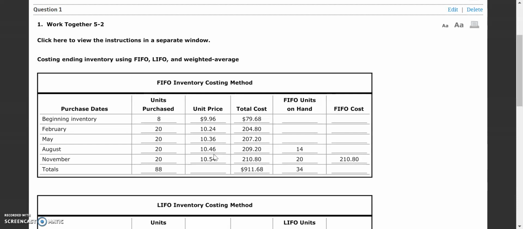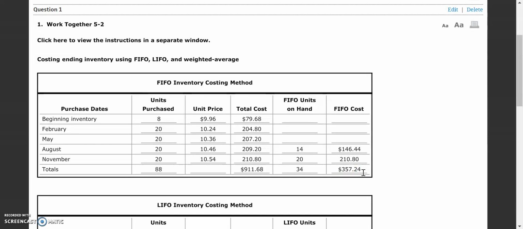we get a total of, oops, I think I punched that in wrong. Oh, I'm minusing, good grief. Over here, I can't use my calculator. $146.44. And then to find our FIFO cost, we simply add these two together. So $146.44 and $210.80 comes out to a total of $357.24. That's our FIFO cost.